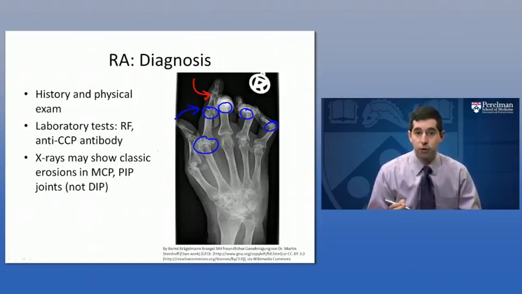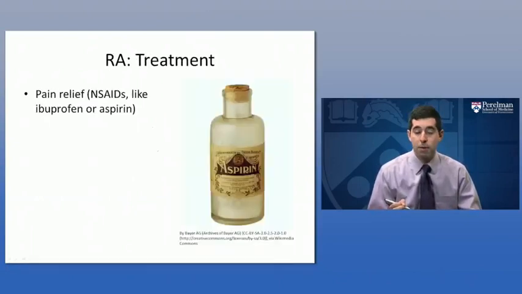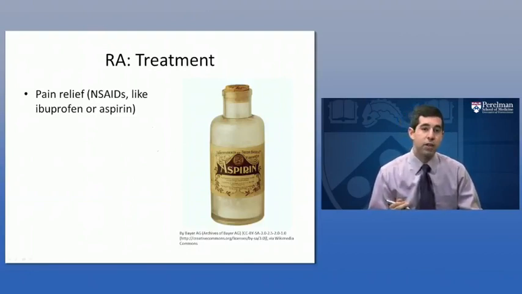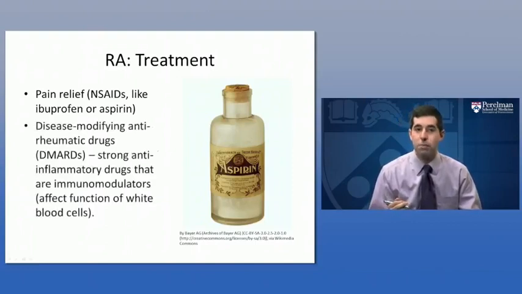In terms of treatment for rheumatoid arthritis, the primary mainstay, at least in early stages of the disease, is based on pain relief. We're trying to reduce that inflammation using things like non-steroidal anti-inflammatory drugs like ibuprofen or aspirin. But certainly in later stages or more severe cases of the disease, we often have to use what are called DMARDs, or disease-modifying anti-rheumatic drugs. These are very strong medications.